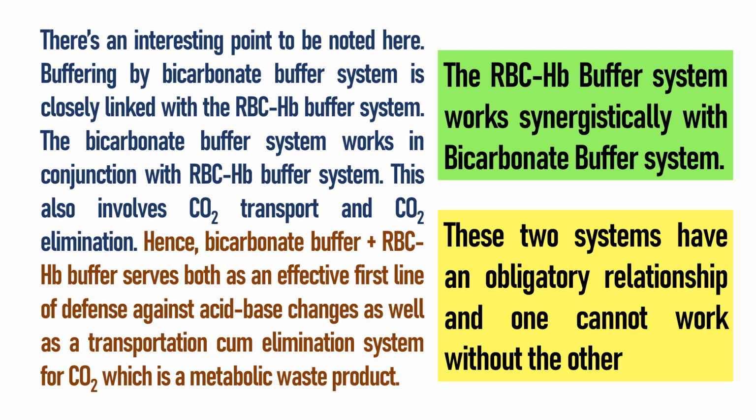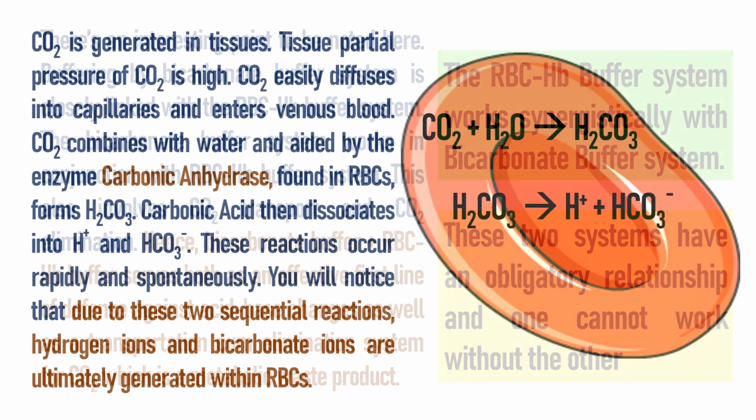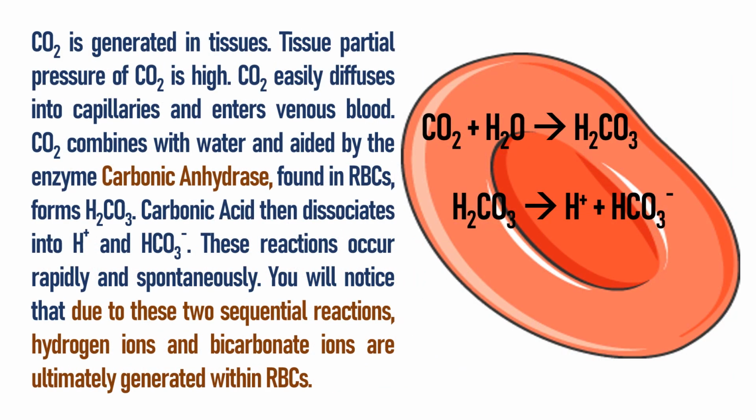The RBC hemoglobin buffer system works synergistically with bicarbonate buffer system. In fact, the bicarbonate buffer system could not have achieved its purpose had there been no RBC hemoglobin buffer. It's an obligatory relationship between these two systems. Carbon dioxide is generated in tissues. Tissue partial pressure of carbon dioxide is high. Carbon dioxide easily diffuses into capillaries and enters venous blood.